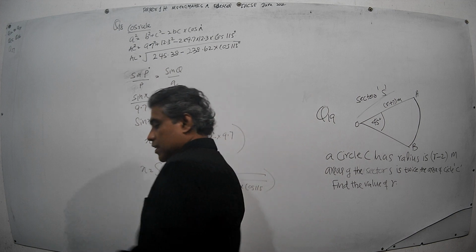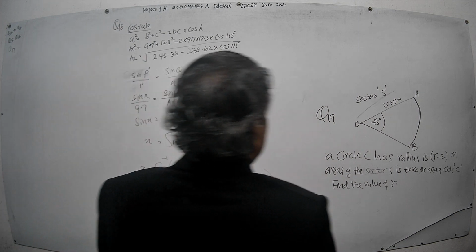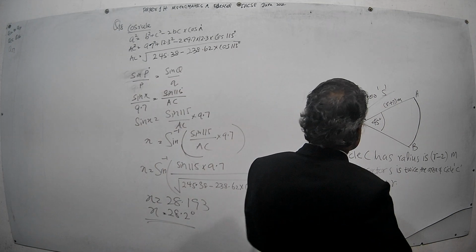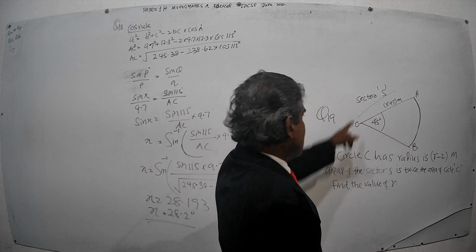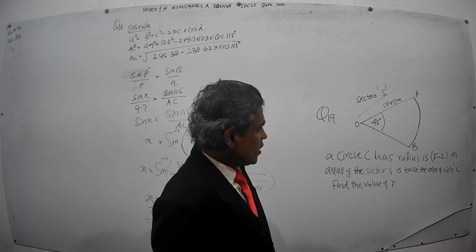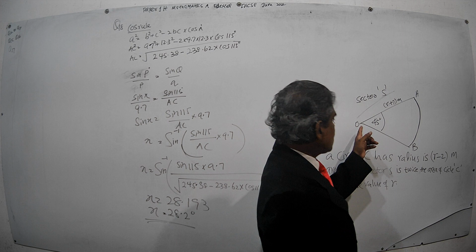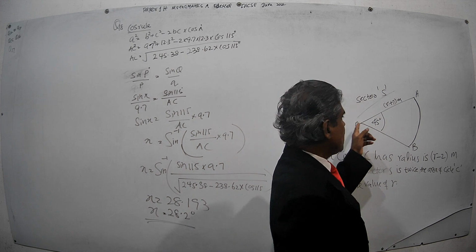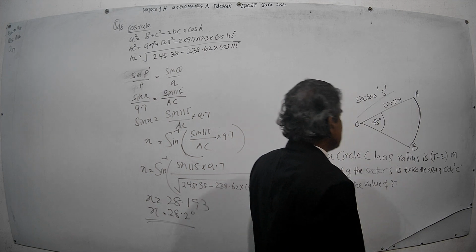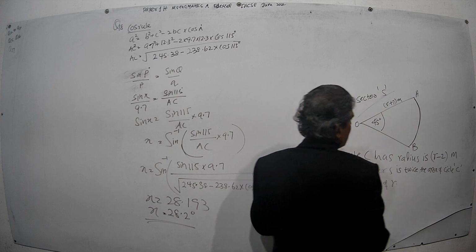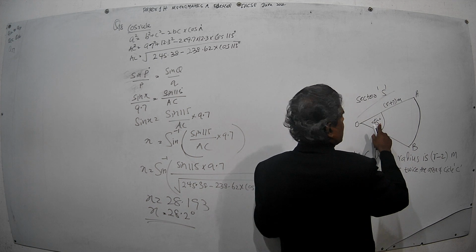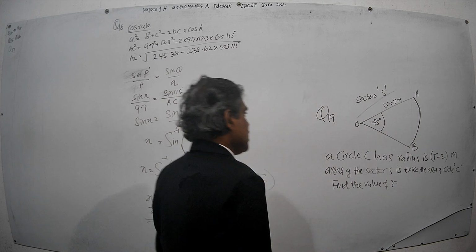Right, Q19. Here they say sector S, Q19. This is the sector S. Then they say this is the center of the sector. This is the radius of the sector, R plus 7. Then this angle at the center is 45. This is sector X.